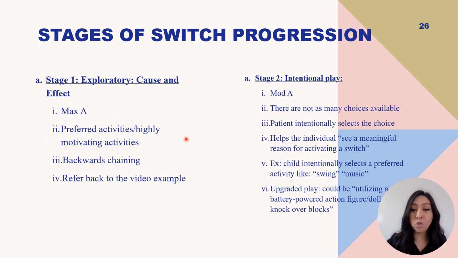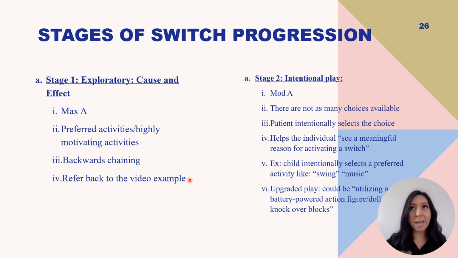So here we have stage 1 and stage 2 of switch progression. So for stage 1, we have the exploratory phase, which we also want to call the cause and effect stage. This is when our patient will require max assistance to utilize the switch. And so we want to encourage activities that are preferred or highly motivating activities. And backwards chaining can be very useful during this stage.